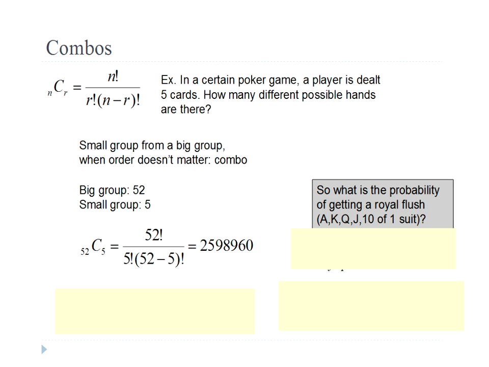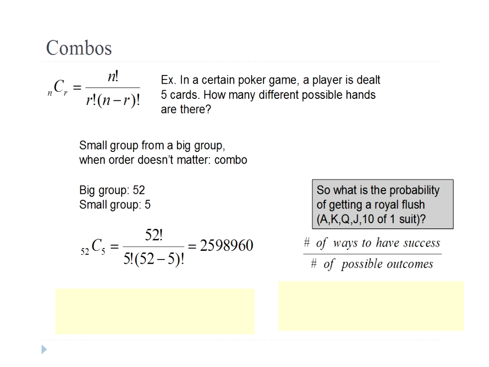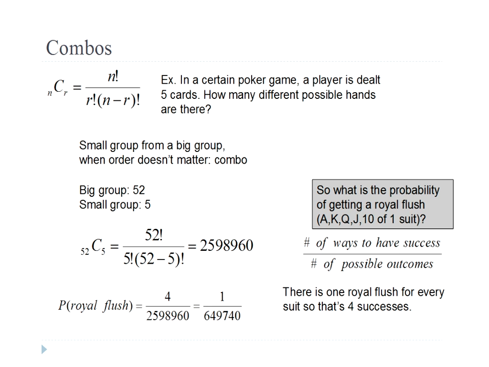So I can now ask a probability question. What is the probability of getting a royal flush? A royal flush means that you get ace through 10 in one suit. So that means there are 4 royal flushes, 1 for each suit. And there are 2.6 million possible outcomes. And so what we see here is that there's not much of a chance of getting the royal flush. Okay, I reduced that. Again, you don't have to.